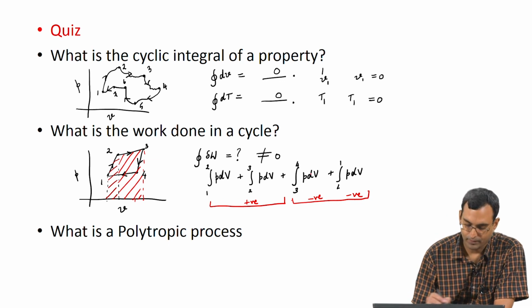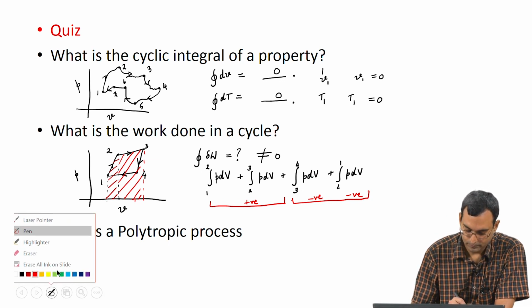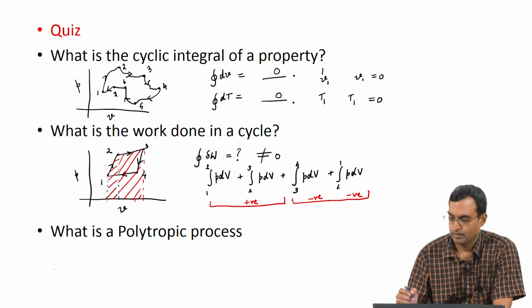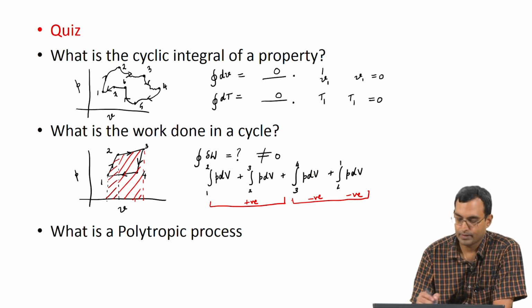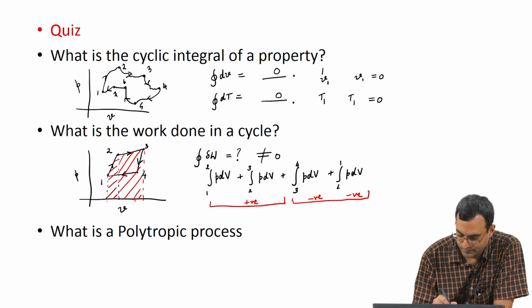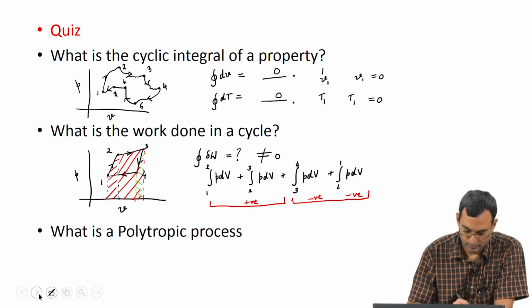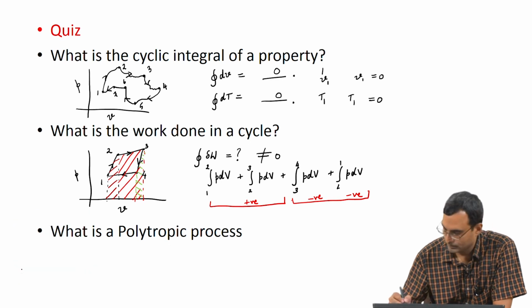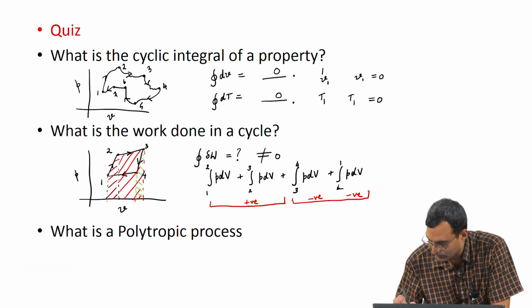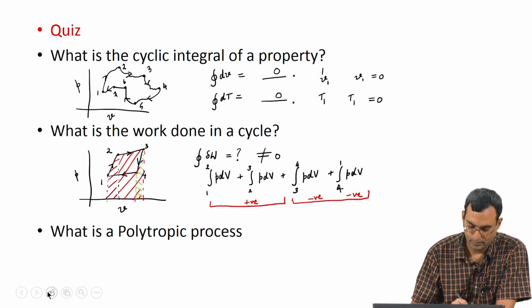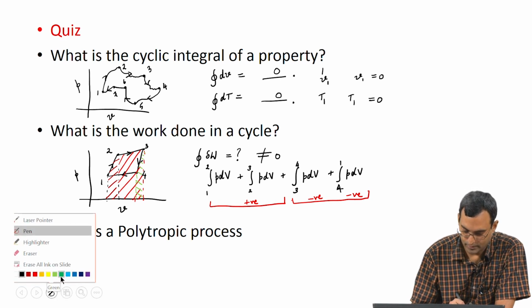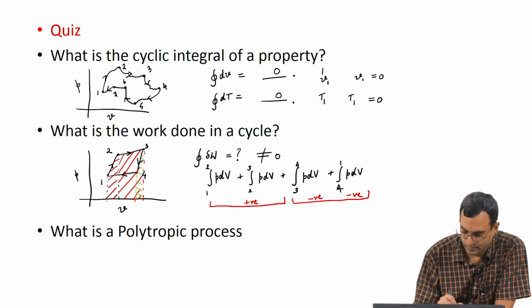So, we still have to find out these two values. Going from 3 to 4 is the area under this curve, and going from 4 to 1, we see that that is the area under this curve from 4 to 1.